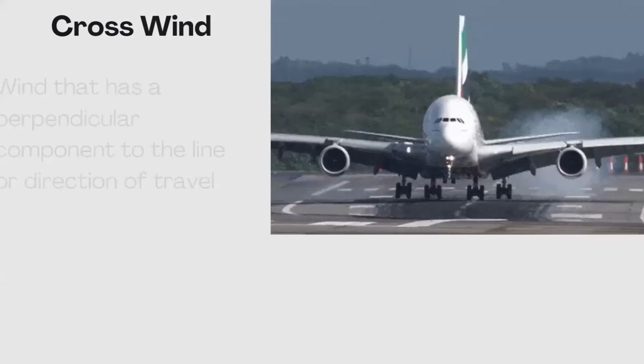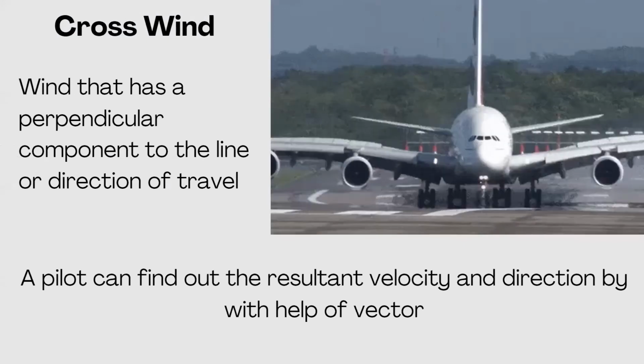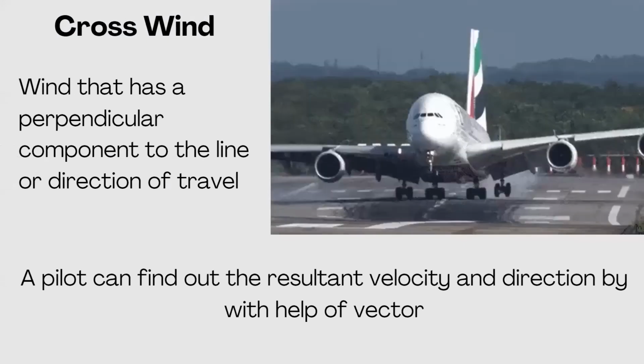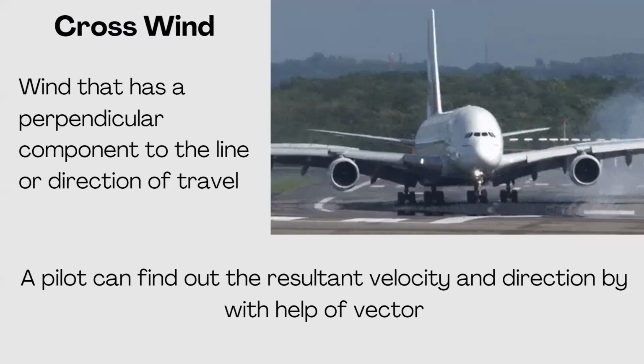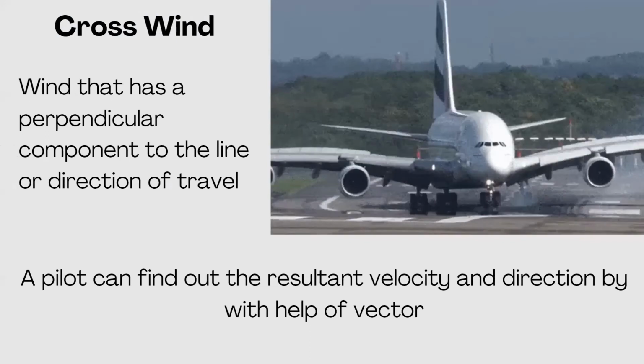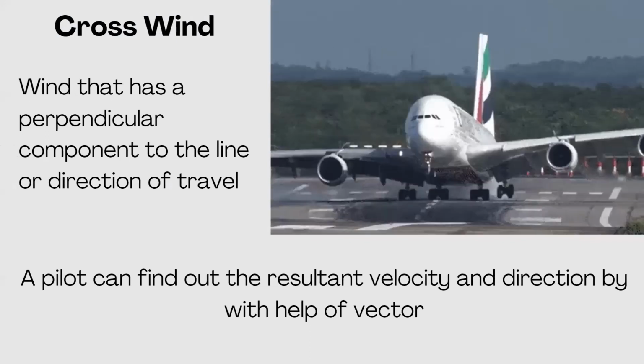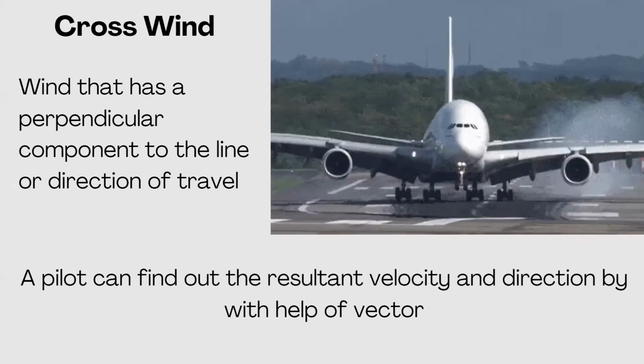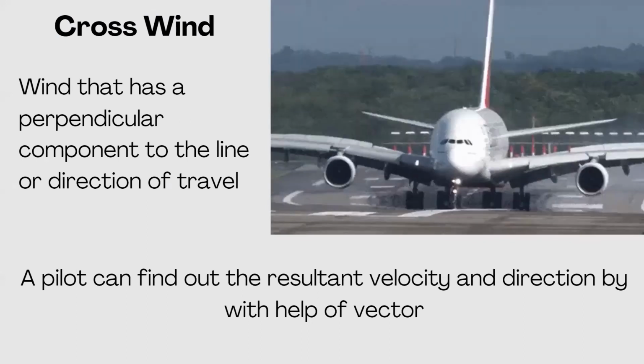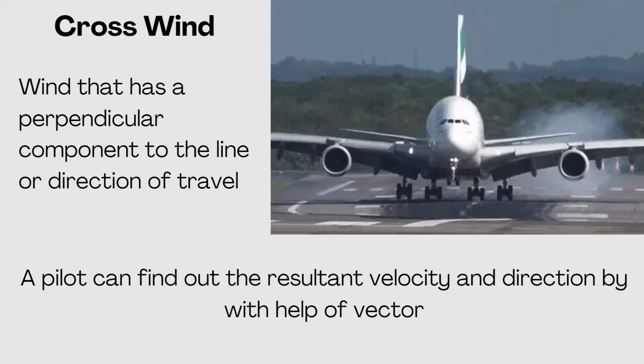Now the next is the concept of crosswind. I'll tell you what crosswind is. We can call it a particular wind component, or a particular category of wind, which has a perpendicular component to the line or the direction of travel.